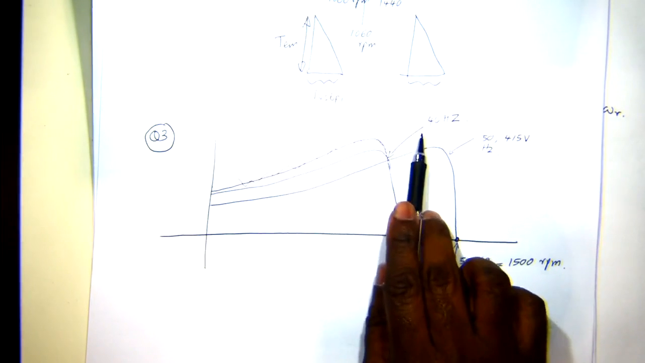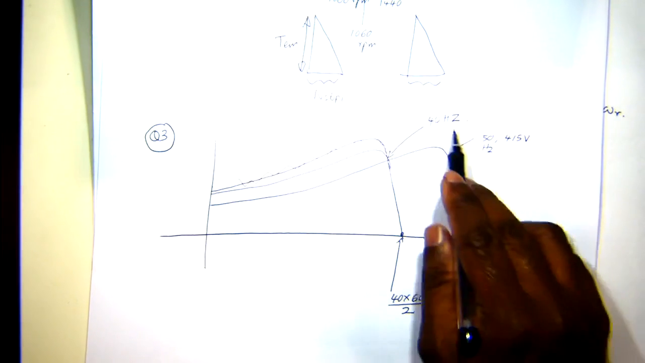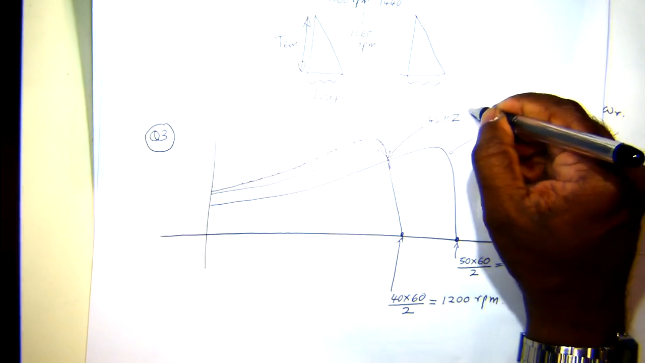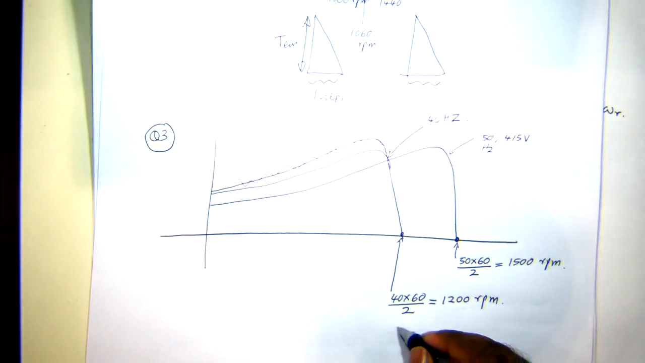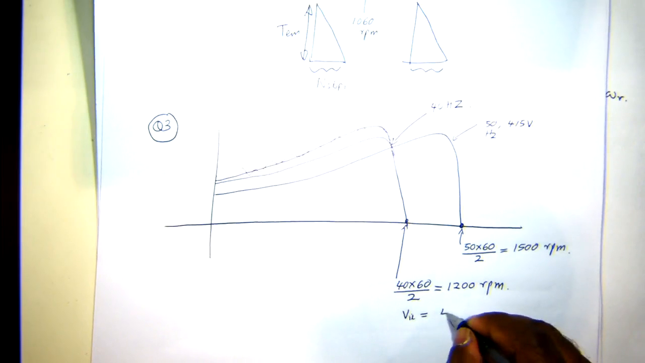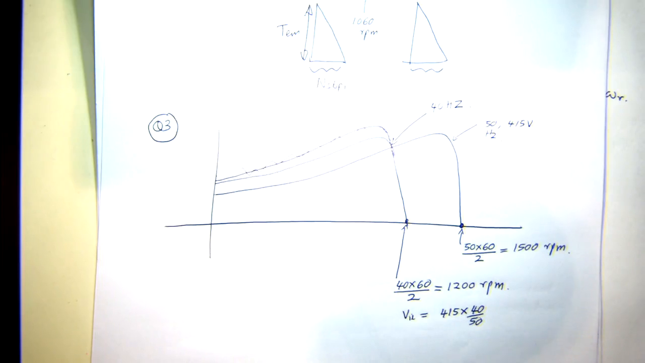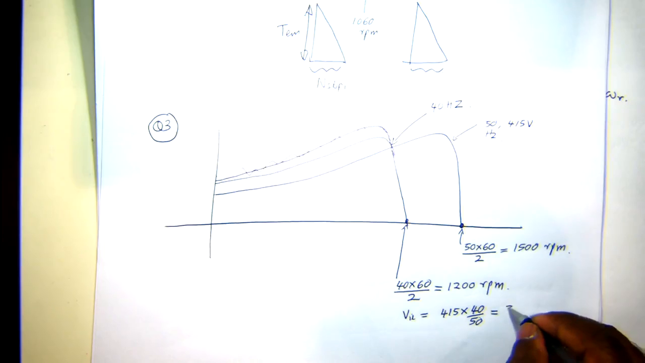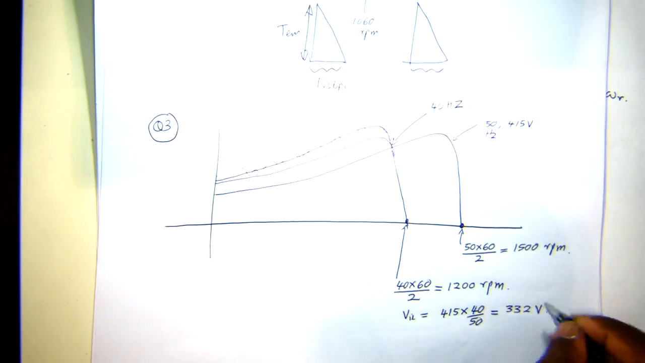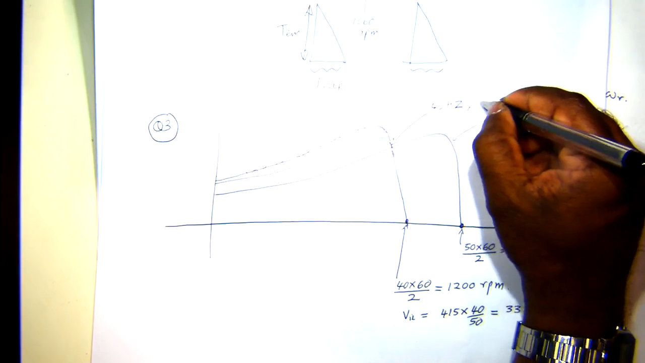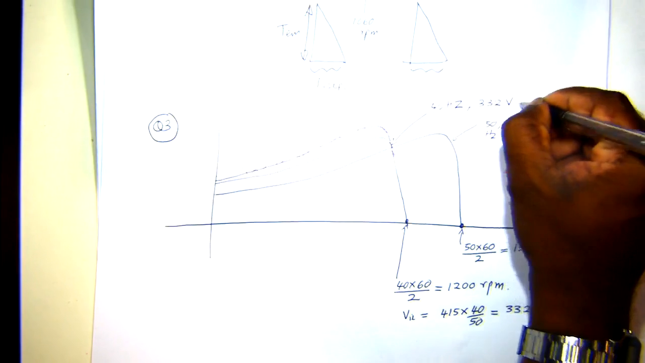So we have to figure out the voltage. So if it's V over F control, for this particular condition, the line-to-line voltage will be 415 times 40 over 50. So it scales down with frequency. 415 times 40 over 50 gives you 332 volts. So this will be fed by 40 Hertz, 332 volts.